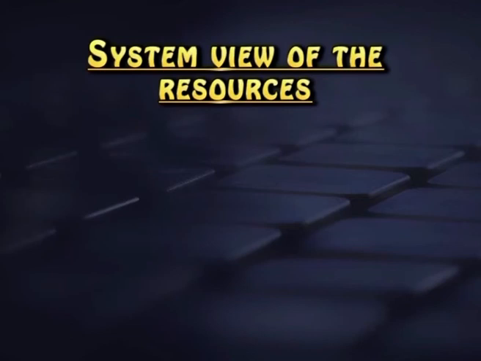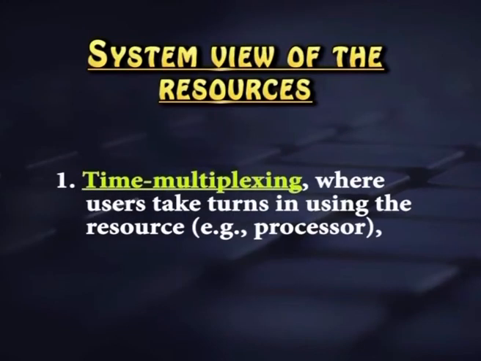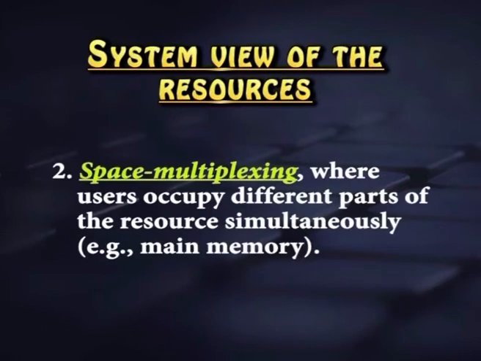Next we have the system view of the resources. As we have already discussed, during the lifetime of a process, it uses many resources to accomplish its tasks. There are two ways to share or multiplex a resource. First is time multiplexing, where users take turns in using the resource, for example the processor, and second is space multiplexing, where users occupy different parts of the resource simultaneously, for example main memory.